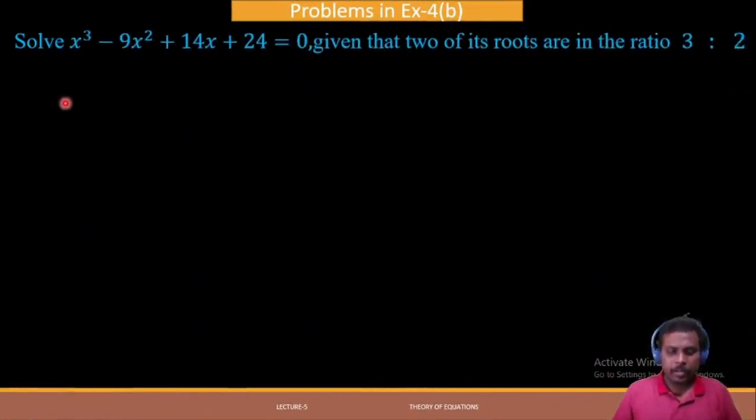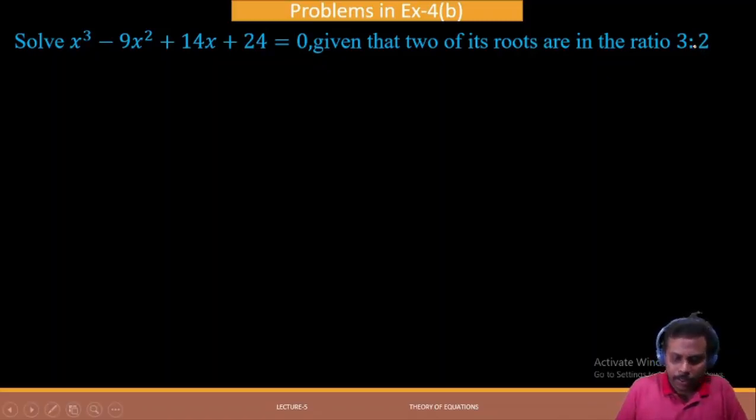Solve the equation x cube minus 9x square plus 14x plus 24 is equal to 0 given that two of its roots are in the ratio 3 is to 2. Now with this information we have to solve the given equation. Let us try to find out the roots of the given equation. Here is the solution.